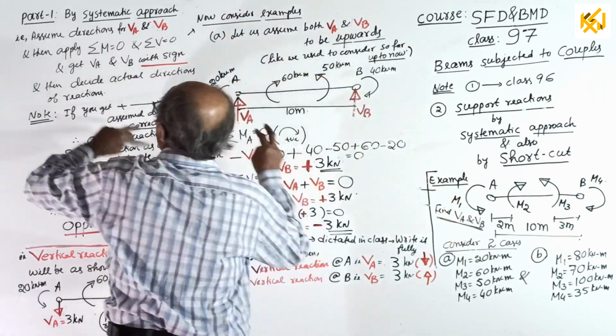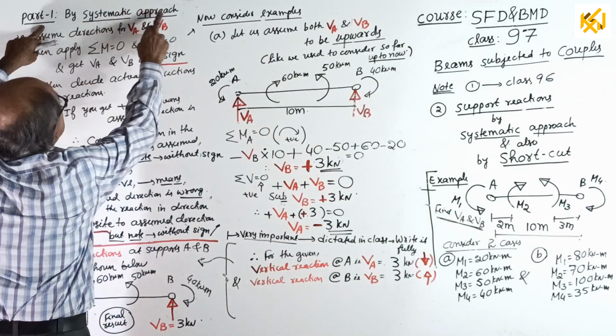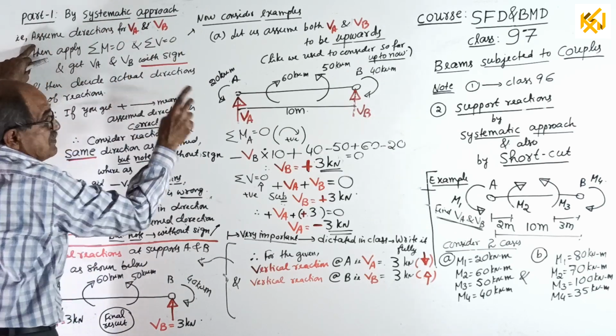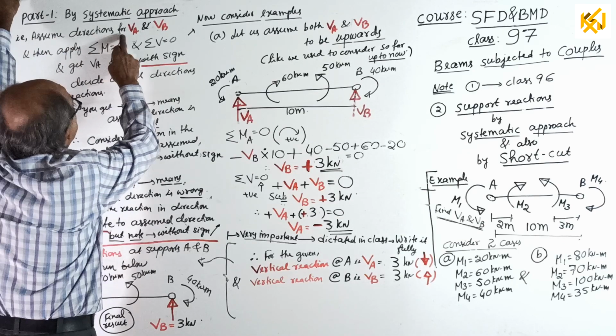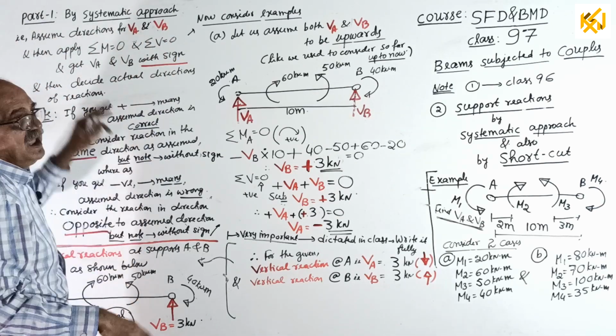First one. Part 1 by systematic approach. Systematic approach means assume directions for VA and VB.